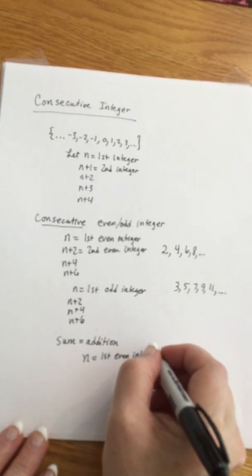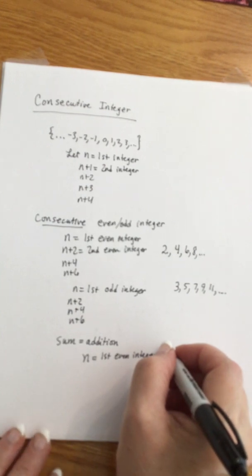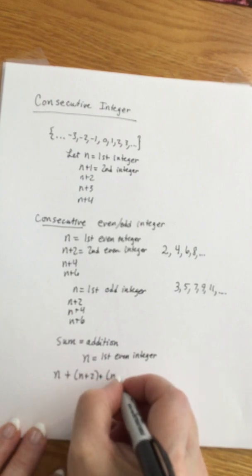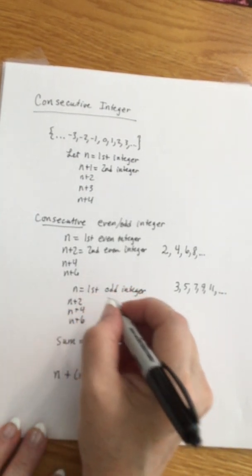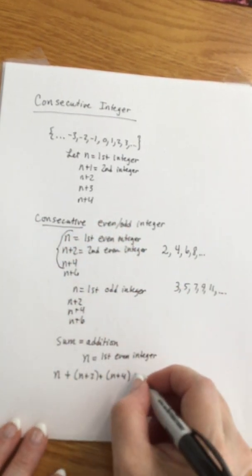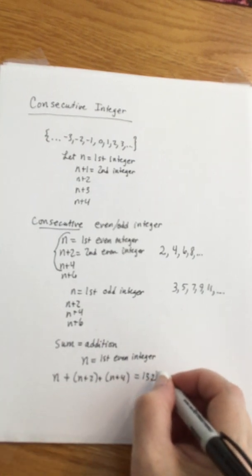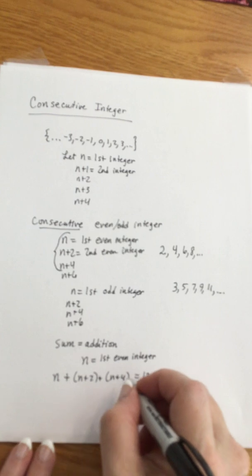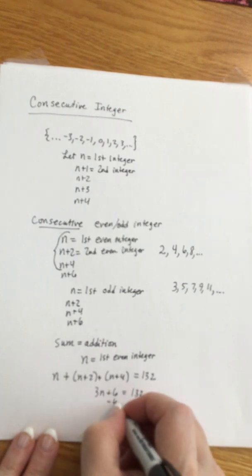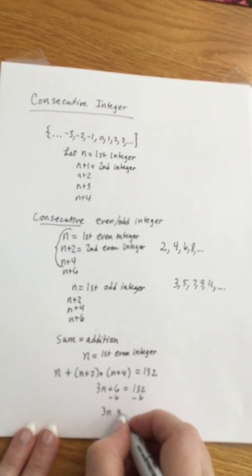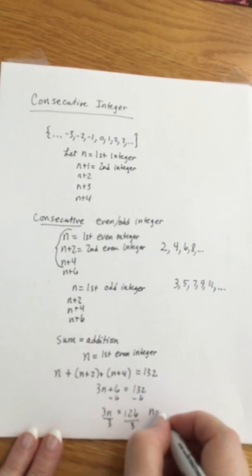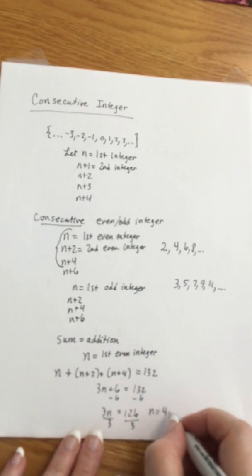But I said I want 3 consecutive even integers to be 132. So this is going to be n plus 2 plus n plus 4. These would be the first 3 consecutive even integers: n, n plus 2, n plus 4. And that was going to be 132. So I add all the n's together, and I add the 2 and the 4 together, and I get 3n plus 6 equals 132. So minus 6. 3n equals 126. Divide by 3, and I get the first one to be 42.